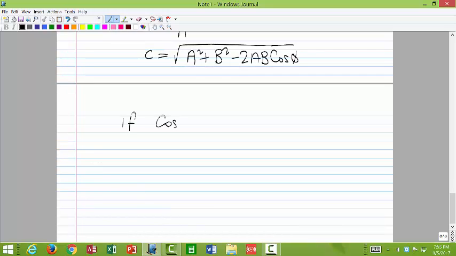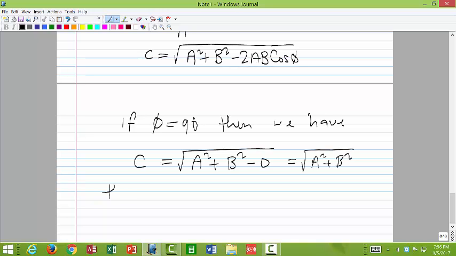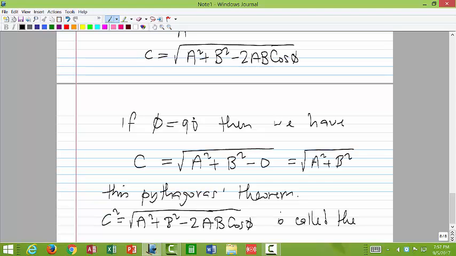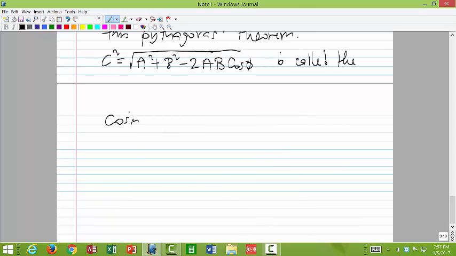So we can say that if the angle phi becomes 90 degrees, this becomes Pythagoras' theorem. Okay, so we're just saying that in general, this is called the cosine rule. So what I just gave you is the cosine rule. Okay. So we have two ways that we can add vectors.